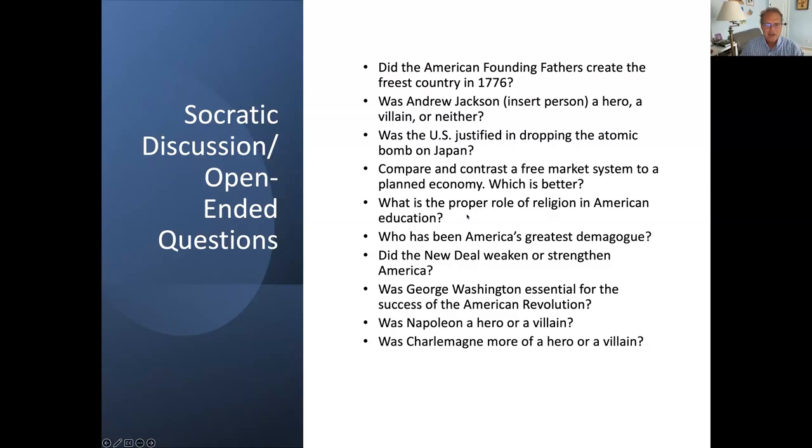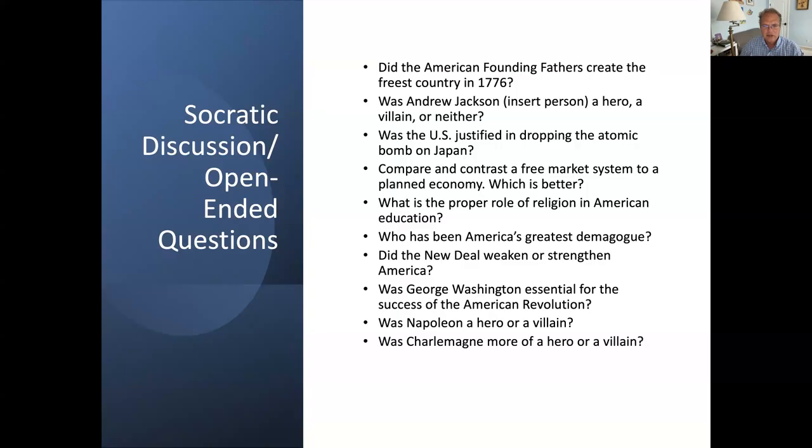What is the proper role of religion in American education? You know, we forget that just a few generations ago, every classroom in America started with prayer. Every classroom, right? Before, I think, 1958 or so. So religion used to be the key role in American education. Of course, now it's not in public school education, but things change over time. So it's important to have discussions to find out things and to learn.